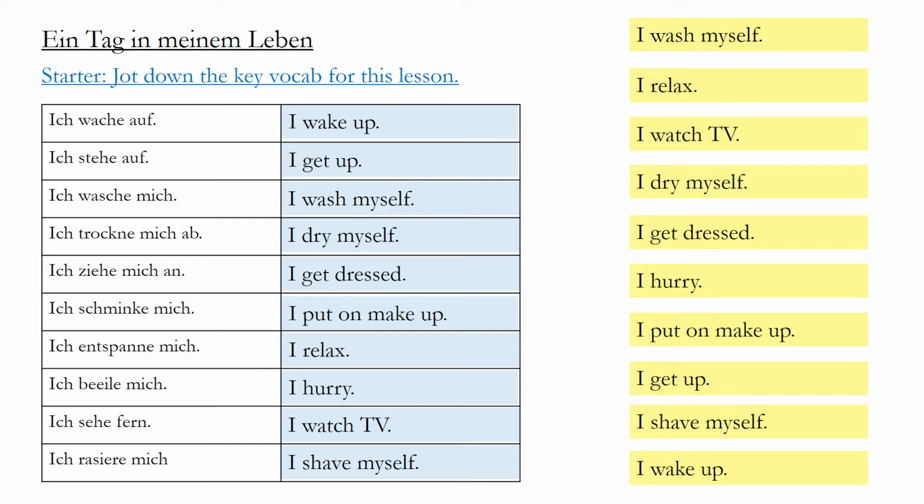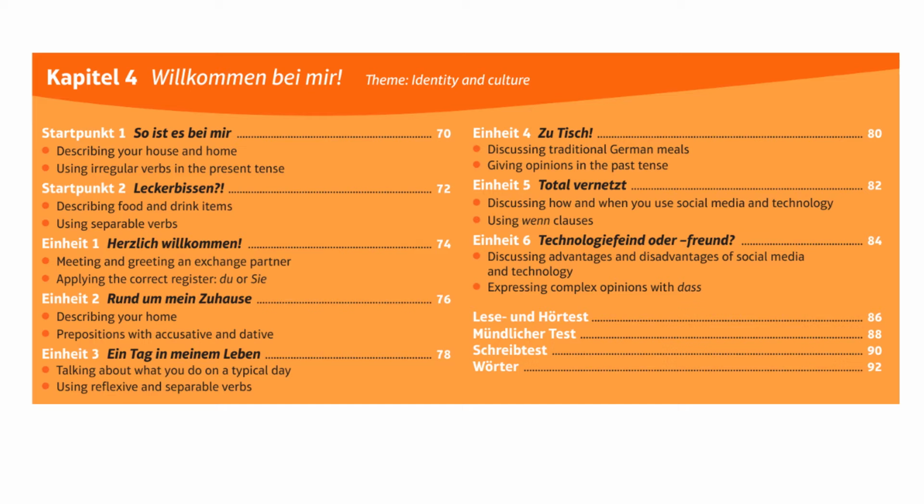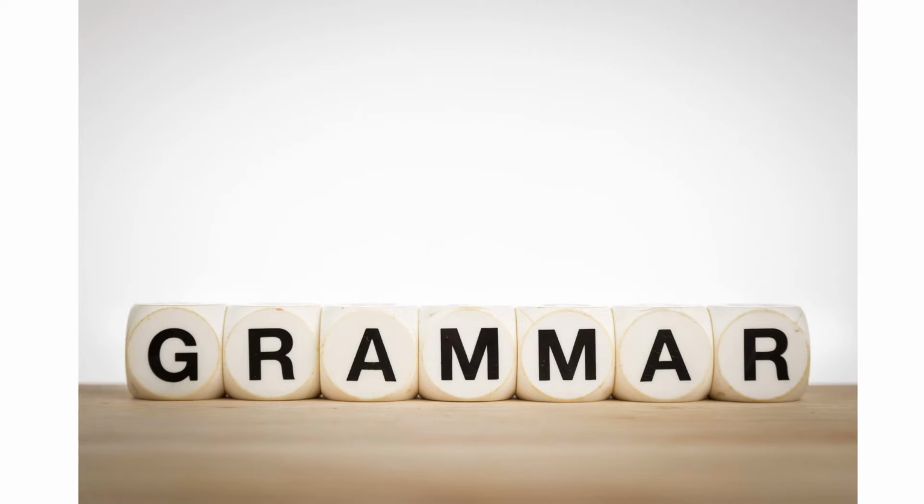Now, I wonder if you could work out what two groups of verbs we have represented there. Correct, we have reflexive and separable verbs, and hopefully you recognise those ones from Year 9. Okay, today then we are on to Ein Tag in meinem Leben, talking about what you do on a typical day and using reflexive and separable verbs. So, we're going to start with the grammar today.